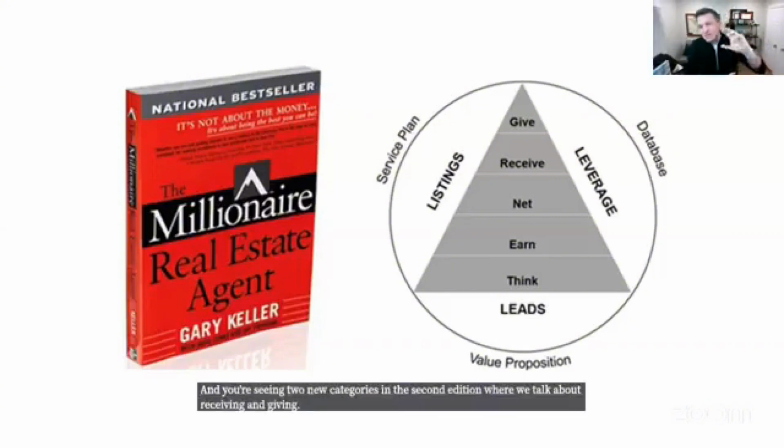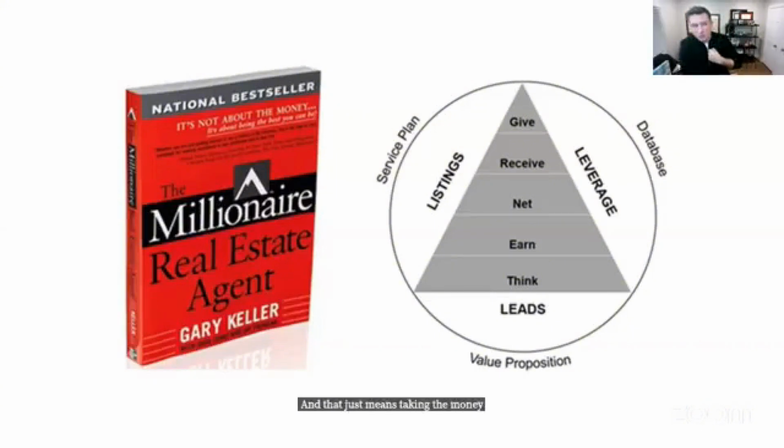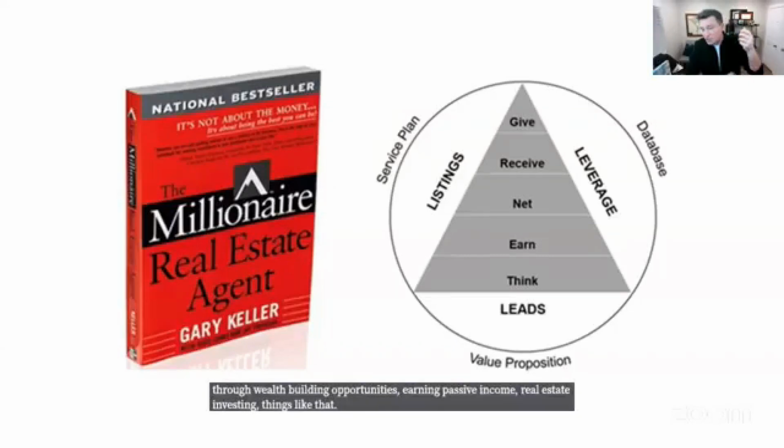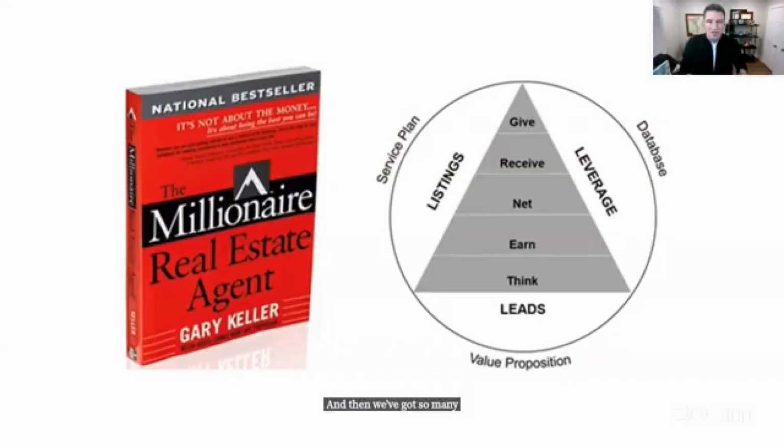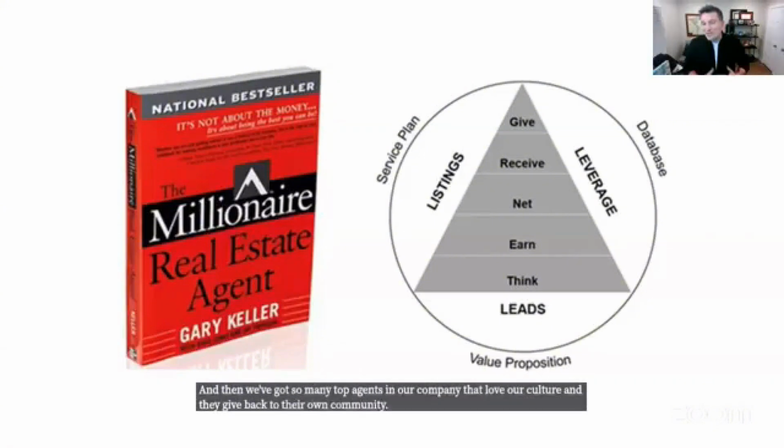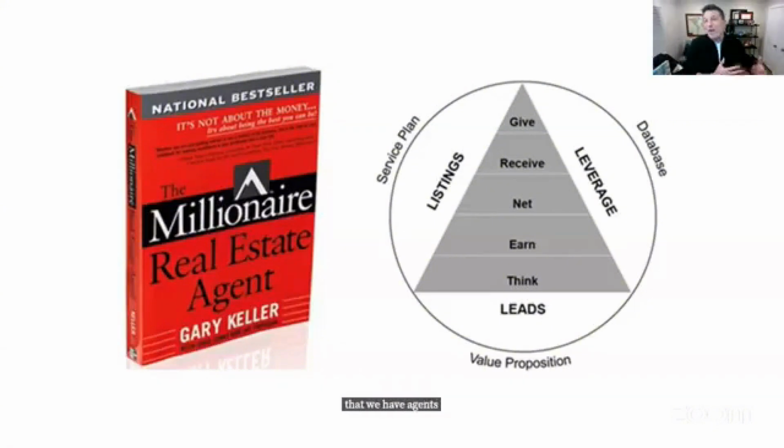Then you actually work on managing your expenses to net that amount, meaning take it home with you. And you're seeing two new categories in the second edition where we talk about receiving and giving. And that just means taking the money you do earn and take home with you, putting that to work for you through wealth building opportunities, earning passive income, real estate investing, things like that. And then we've got so many top agents in our company that love our culture and they give back to their own community that we have agents setting goals to give away $1 million USD, for example.